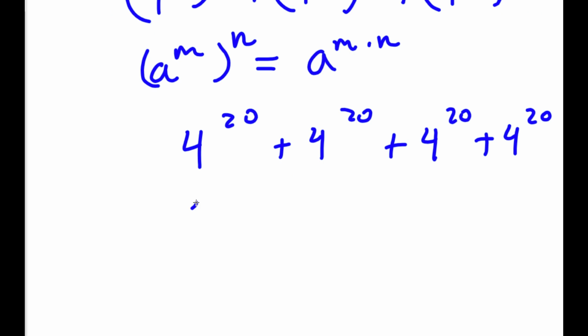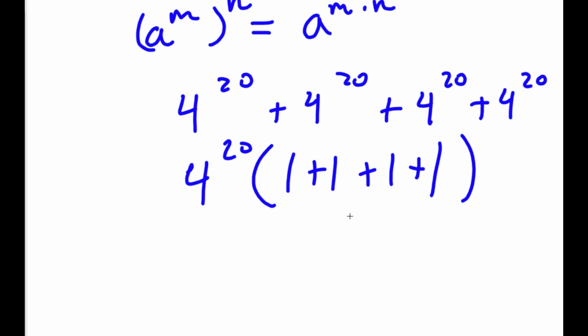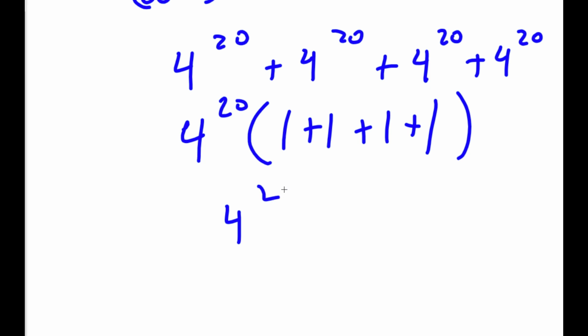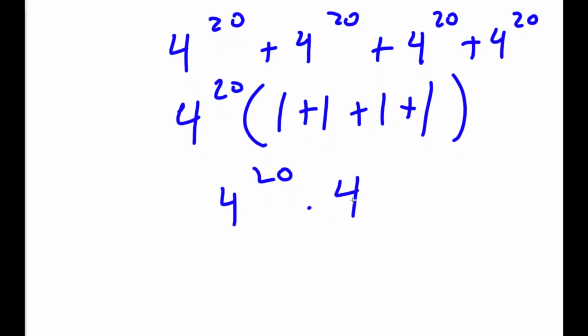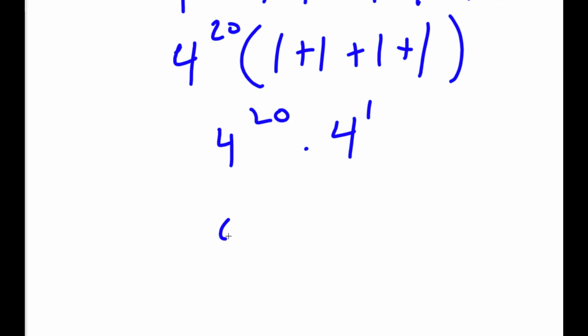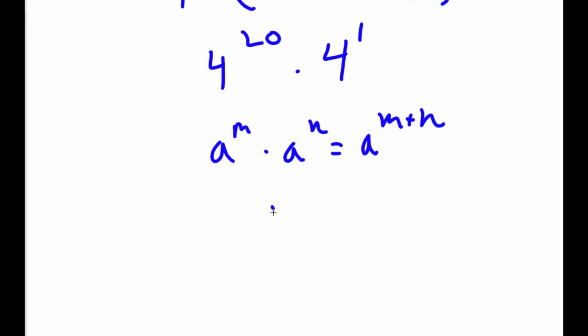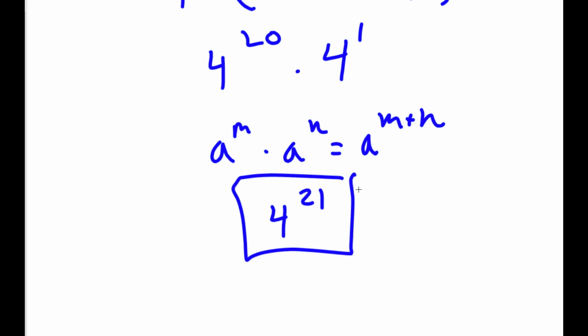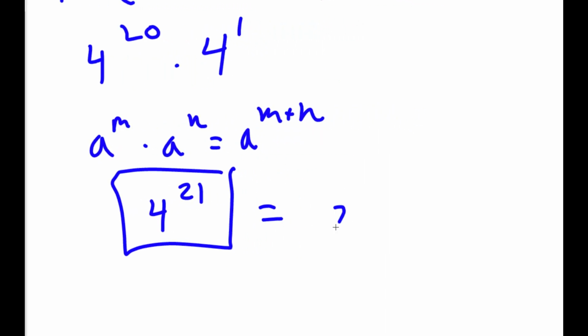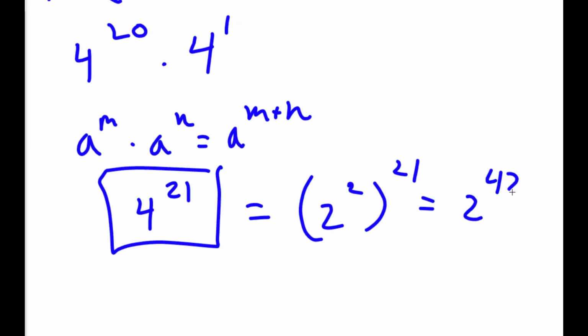Now I can factor out 4 to the power of 20 from this. So I get 4 to the power of 20 times 1 plus 1 plus 1 plus 1. And if you simplify what's in the parentheses, you get 4 to the power of 20 times 4. 4 is the same as 4 to the power of 1. And a to the power of m times a to the power of n is equal to a to the power of m plus n. So 4 to the power of 20 times 4 to the power of 1 would equal 4 to the power of 21. And this is the same thing as 2 squared to the power of 21, which is equal to 2 to the power of 42.